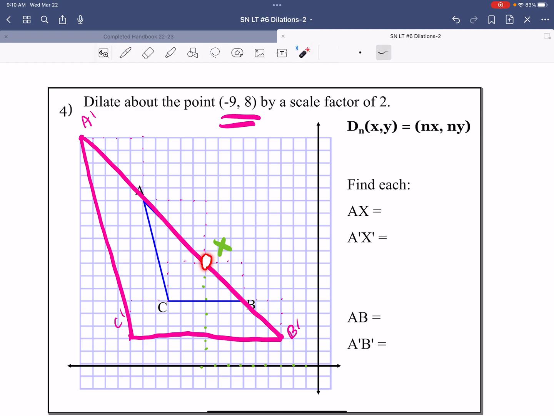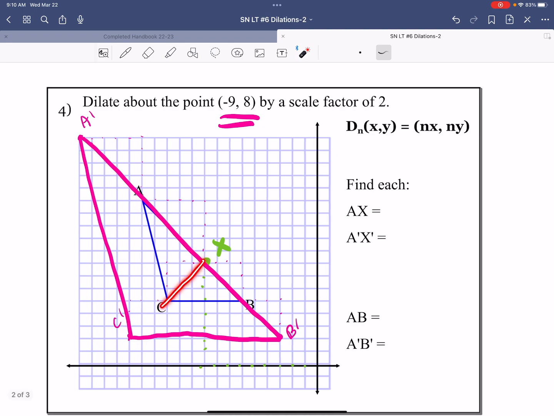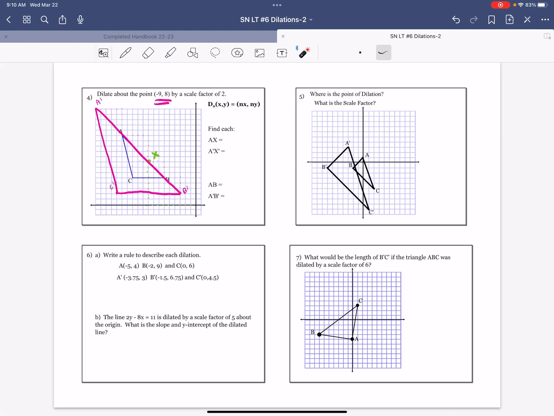From that point of dilation, you go through the pre-image to get your image. Go through the pre-image to get your image. And you go by twice the distance, scale factor of 2. So that's the point of that one.